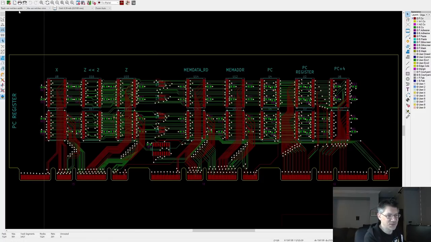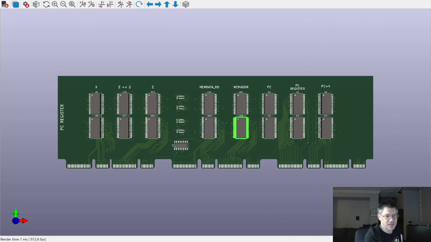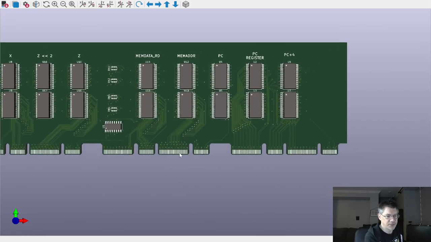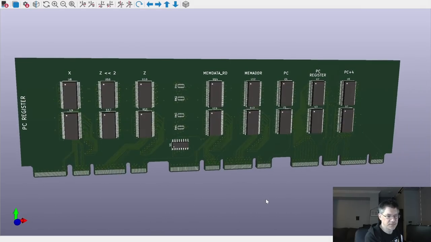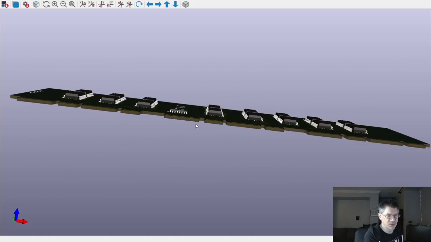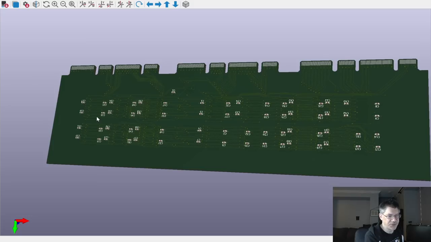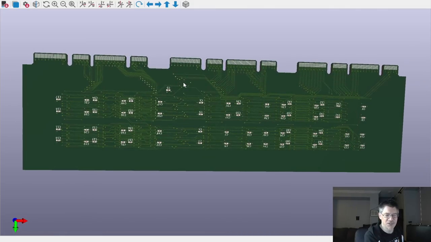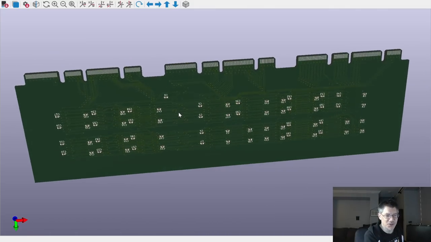And we can view this in 3D, and that's what this looks like. So there it is in 3D. These are where the resistor networks, those pull downs, are supposed to go. I don't have the 3D package models for these, so they don't really show up. On the back are where all the decoupling capacitors went. There's a whole lot of them. You sprinkle them on like salt.